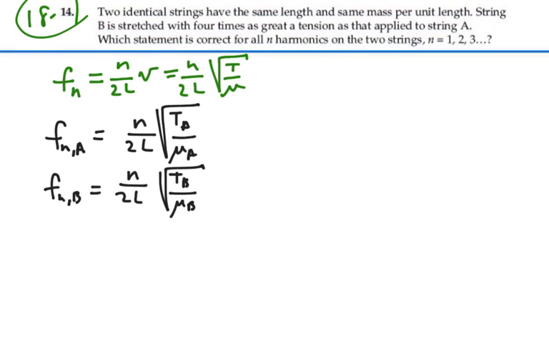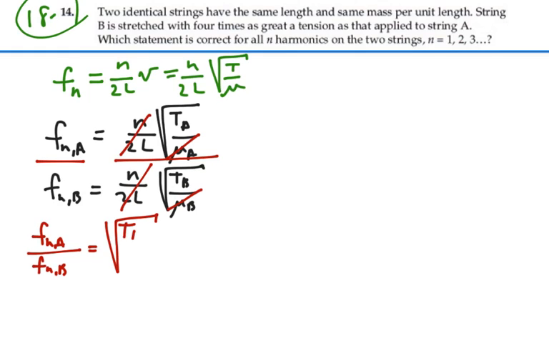Now, if we were to take the ratio of these two, so if I were to divide the left-hand side and divide the right-hand side, we would get the ratio of these two frequencies, the frequency of the harmonics in A to the frequency of the harmonics in B. And then this n over 2L would cancel out, and we do have the same mass per unit length for both strings. So the square root of 1 over the mass per length will cancel out on both sides. So we'll have that this is equal to the square root of the tension in A to the tension in B.